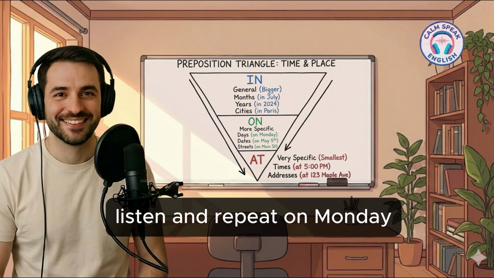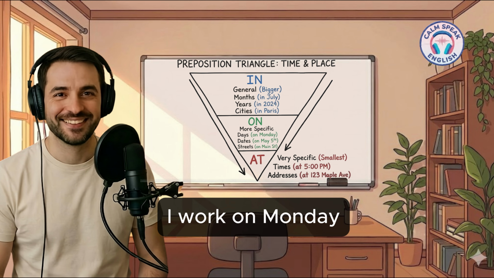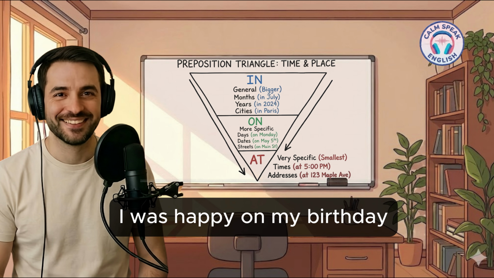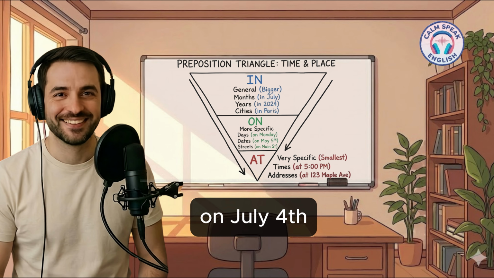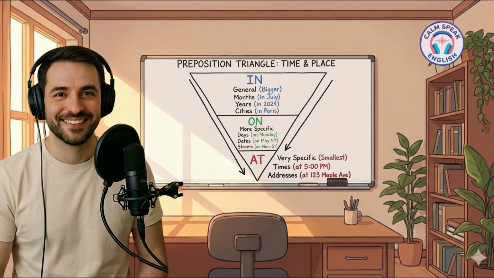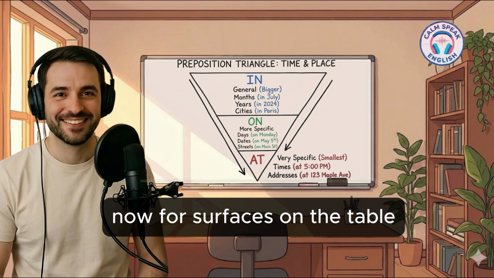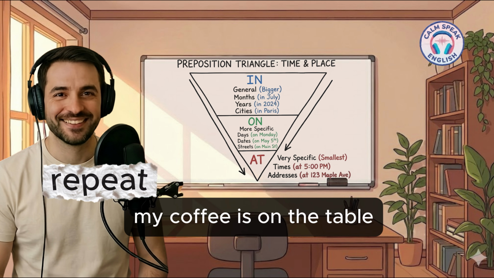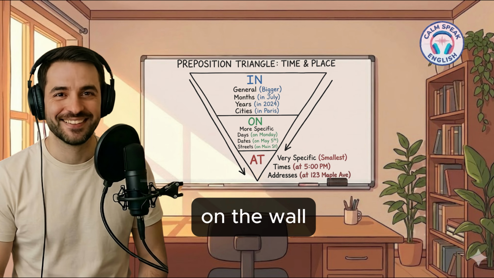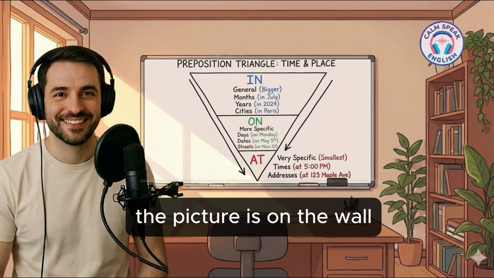Listen and repeat. On Monday. I work on Monday. On my birthday. I was happy on my birthday. On July 4th. Now for surfaces. On the table. My coffee is on the table. On the wall. The picture is on the wall.